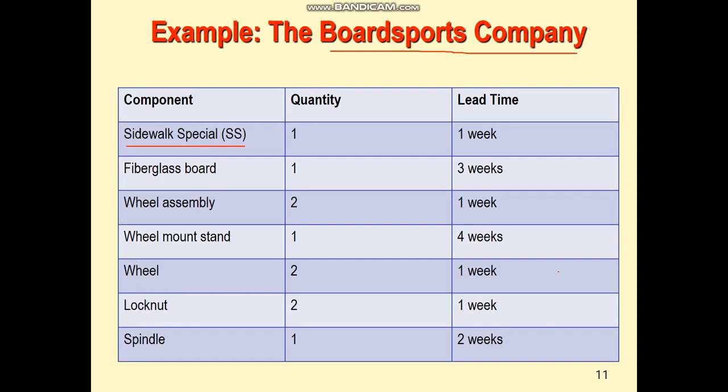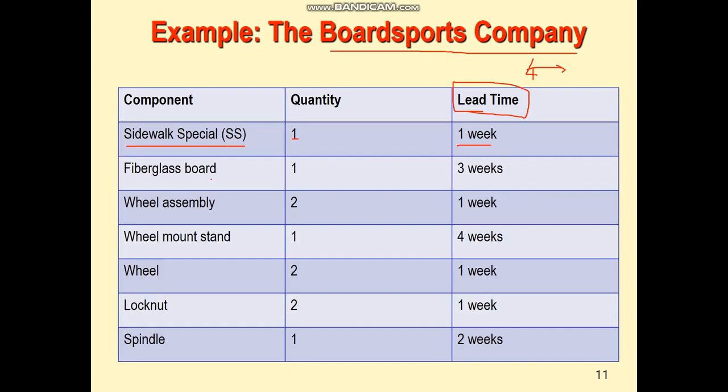And here we know the lead time. What is the lead time? Lead time is from when you start ordering until when the product arrives to you. That is the lead time. It means the waiting time when you make an order or when you produce. So for the sidewalk special, you need 1 week to complete it.